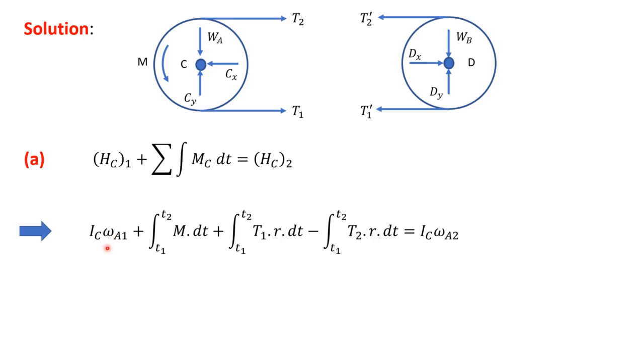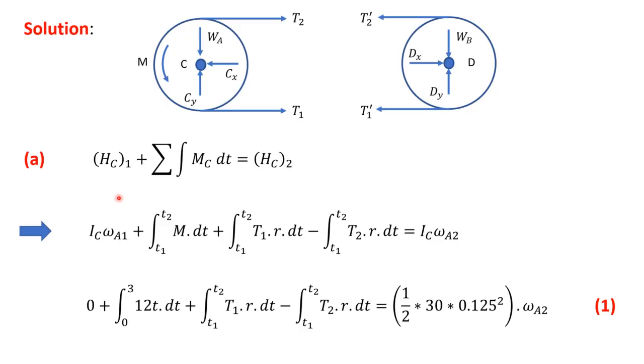So the I_C omega 1 will go to 0, plus the integral from 0 to 3 of the torque, which is 12t dt, and here we're going to have the T1, or the tension 1, multiplied by the radius. This is positive because it's going counterclockwise, minus the second one, which is the T2 multiplied by the radius, and this takes us in the clockwise direction. It's going to equal the I_C omega A2. Now we know this one is 0, so the equation can be simplified. This will be equation 1.